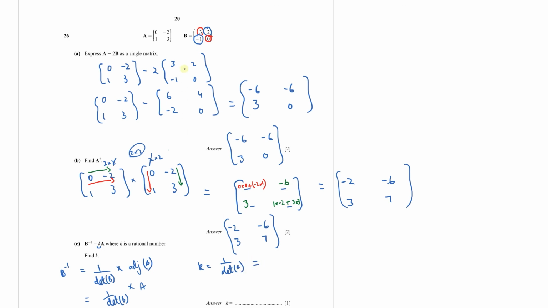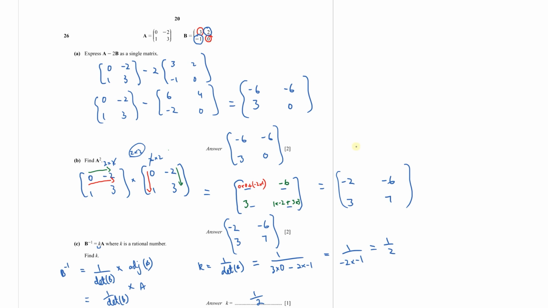So what is the determinant of B? The determinant of B is 3 times 0 minus 2 times minus 1. 3 times 0 is 0. So that means 1 over minus 2 times minus 1 is 1 over 2. Minus minus becomes positive. So K equals 1 over 2.